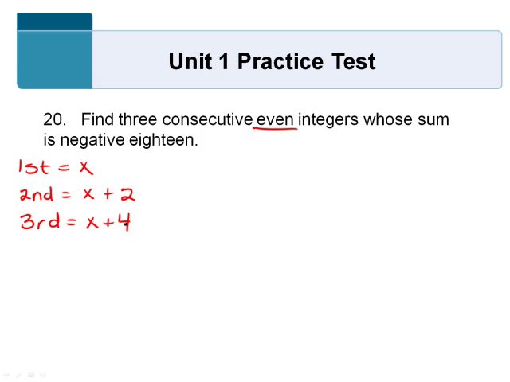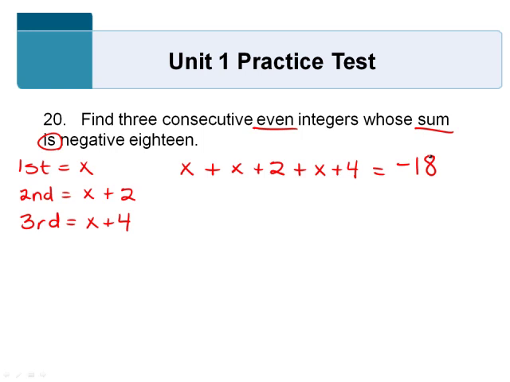Now, it says their sum is -18. So we're going to add these integers together. x, that's the first one, plus x plus 2 plus x plus 4 is going to equal -18. Most people forget the negative. They just read right over that word, so be careful.